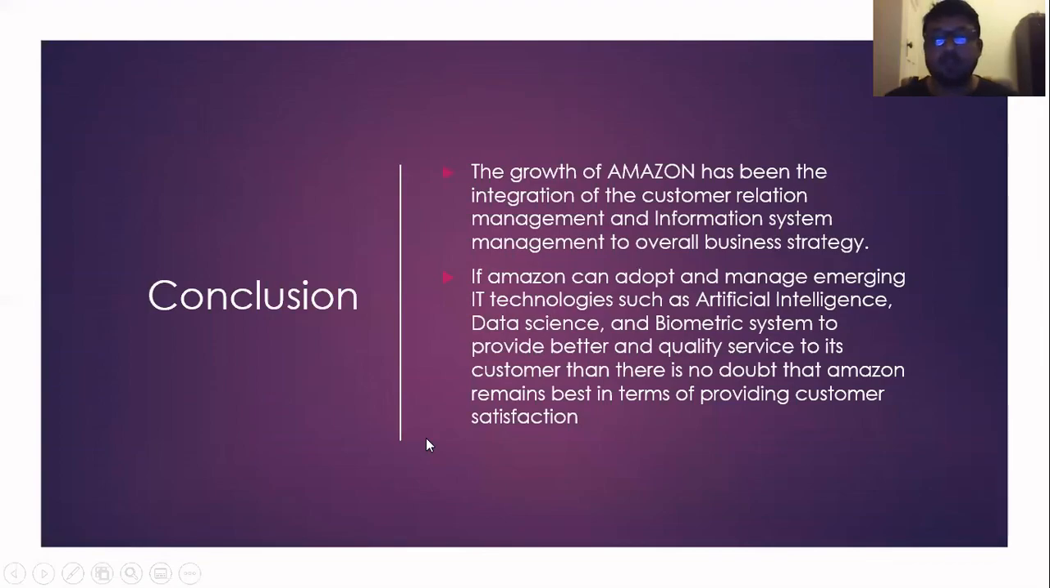And the last part is the conclusion. The growth of Amazon has actually been the integration of customer relationship management and information system management into the overall business strategy. And if Amazon can adopt and manage emerging IT technologies such as biometric systems, data science, and artificial intelligence, providing better quality service to the customers, then there is no doubt that Amazon remains the best in terms of providing customer satisfaction.